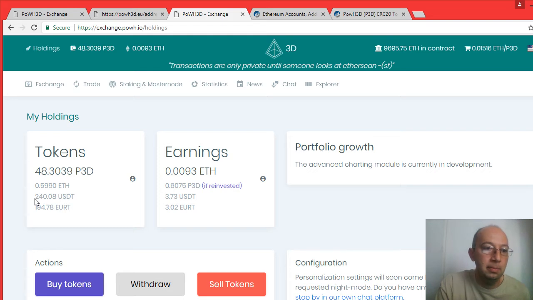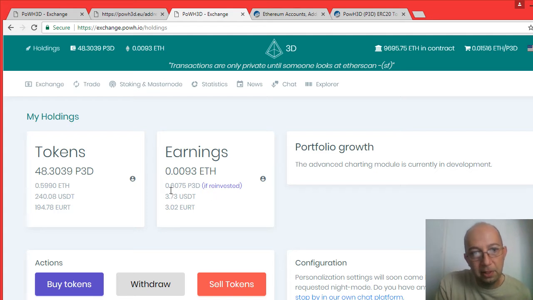Current account value is 240.08. Earnings since midnight last night to 11:30 a.m. today, about 12 hours, are $3.73.